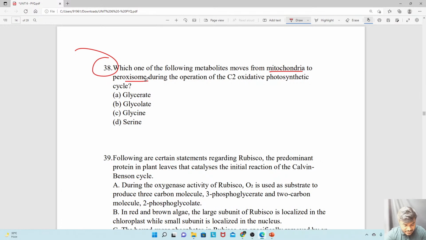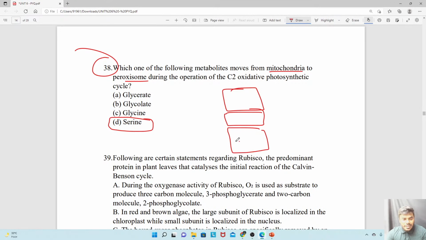Okay, everyone has given the answer. Oh, that's great. So question number 38, what will be the answer? Obviously this one, serine. Correct? Chloroplast, peroxisome, mitochondria. From the glycine produced here, glycine is converted into serine here. Now friends, serine from the mitochondria is going back to the peroxisome. Very good.